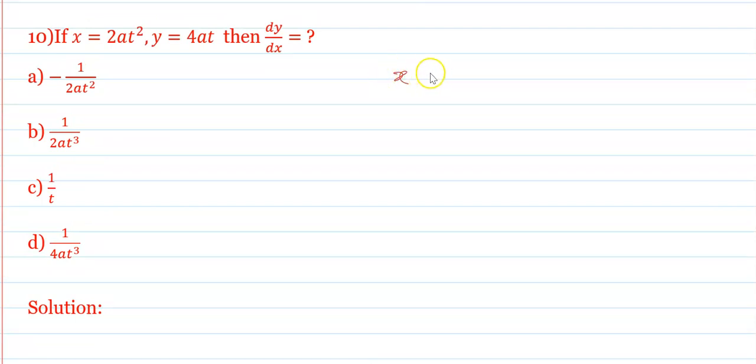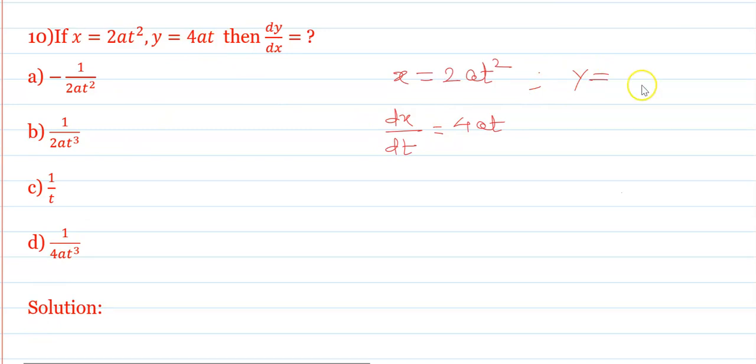x is equal to 2at squared. Now differentiate this with respect to t. Therefore, dx upon dt is 4at. What about y? y is equal to 4at. Therefore, differentiate again with respect to t. dy by dt is equal to, what do we get? The derivative of t is 1. Therefore, it is 4a.